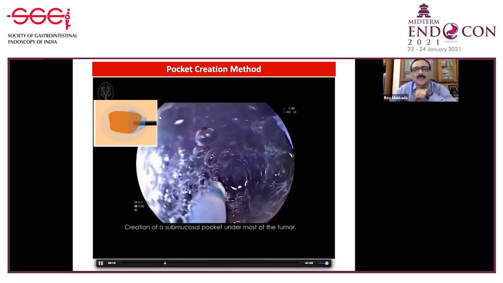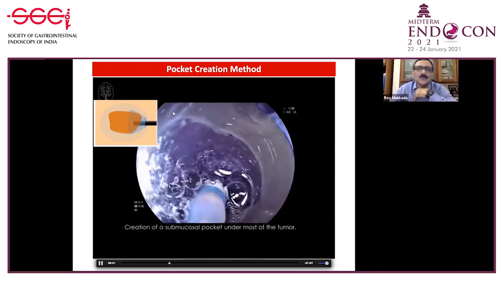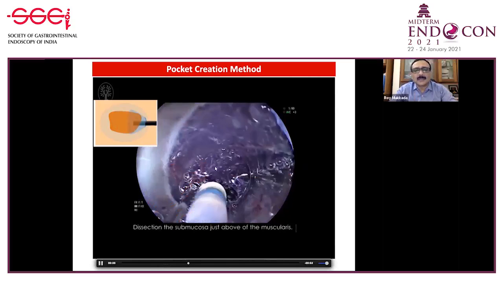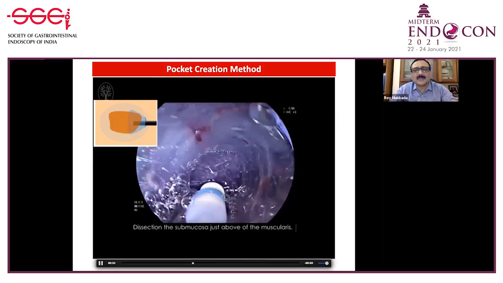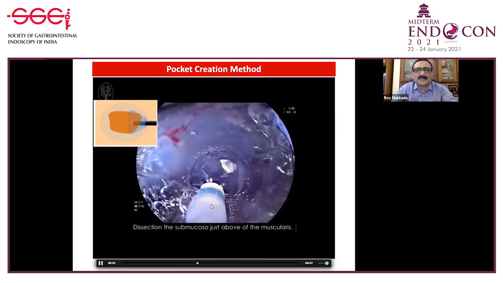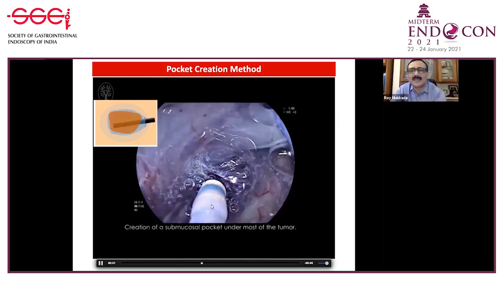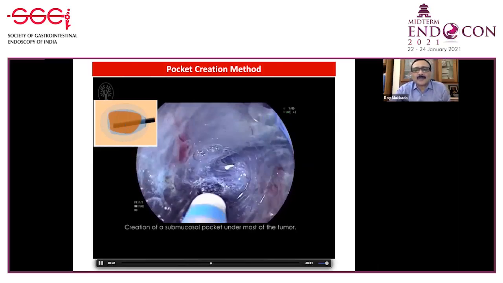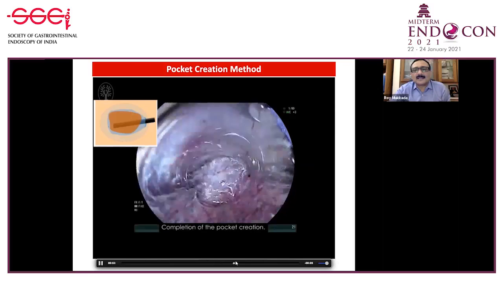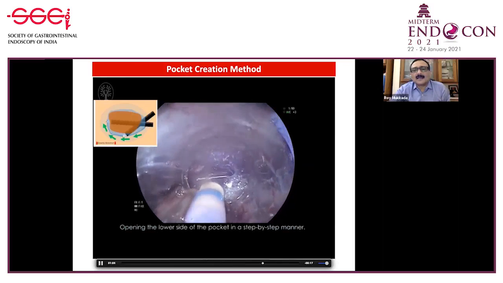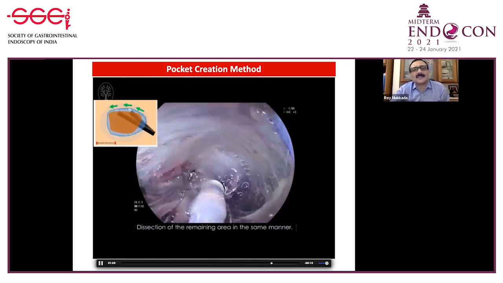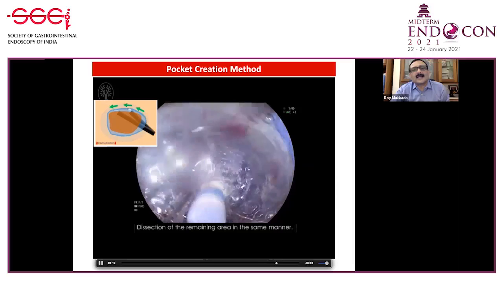a poem, you can create a tunnel. You go up to the end of the tunnel. You can see the line. The above is the tumor and below is the muscles. You have to go in between that. The section of the submucous just above the muscularis is the line, and you completely make a tunnel like that, and then you go to the sides, and then you dissect and cut that area.